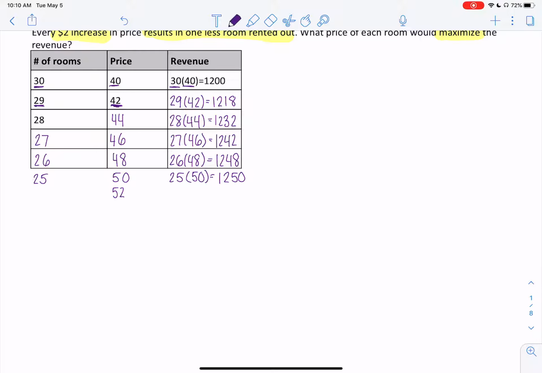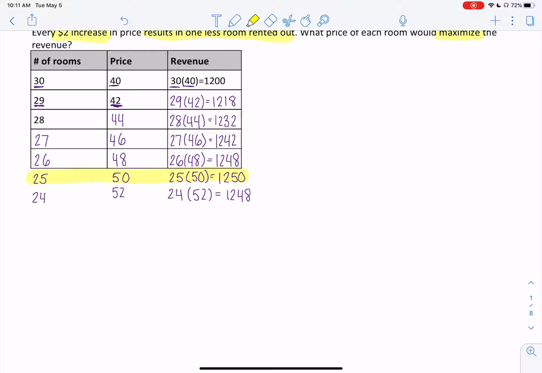We see that the more we increase our price, the more money we're making. But now we can only fill 24 rooms. So let's see how much money we make. So something's happened here. All of a sudden, I'm making less money. Instead of going up and up and up like it was, I've hit a turnaround point and I've started to go back down. That means that we found our maximum here. If I increase my price to $50 and only sell out 25 rooms, I can make my maximum revenue.